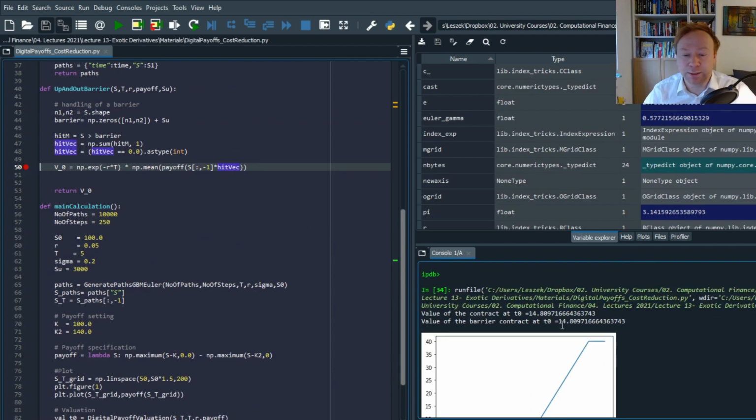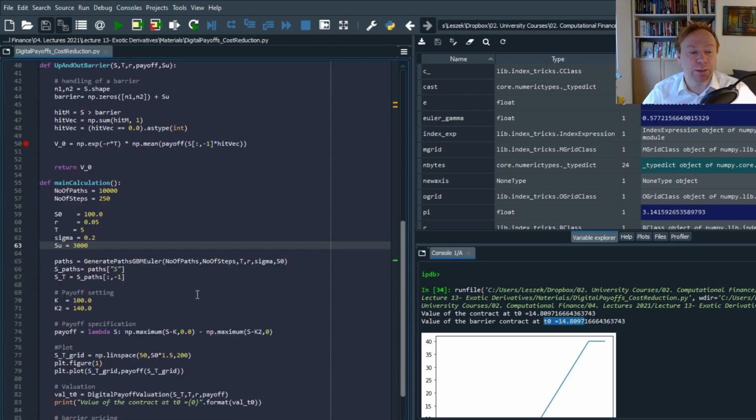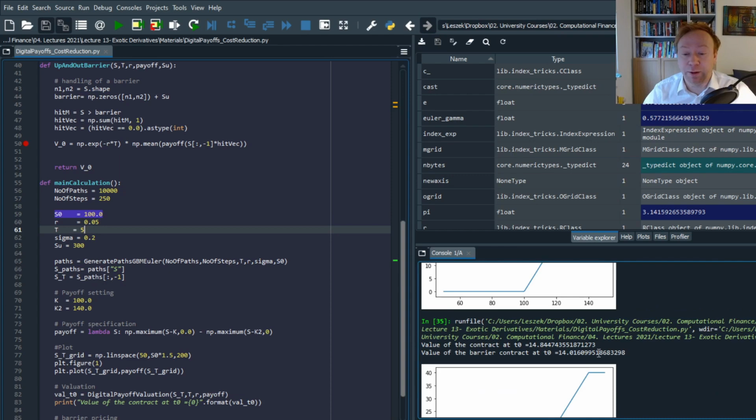Okay, so if we run this code, in this case you can see that we have the same numbers, right? As we have discussed a bit earlier, because the barrier is extremely high. So I put the barrier at 3,000. If we make it 300, so you see we have a 5-year maturity, initial stock is 100. So let me see if this will have any impact. It has a little bit of impact, right?